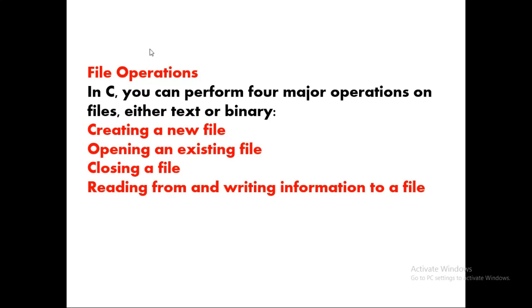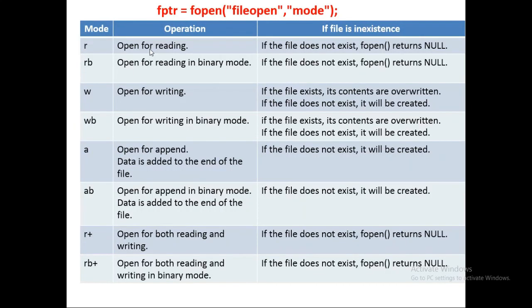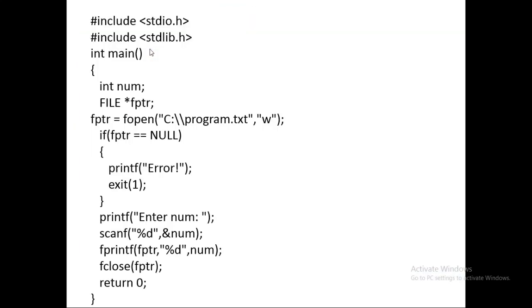Creating, opening, closing, these are the three basic operations we do on a file. Reading, writing and appending are the other operations. Okay, these are the main functions we are using. Declaration of the file pointer, and then fopen, that is how we open it, in what type of mode we are using, and closing the file pointer, fprintf and fscanf. These are the modes we are using, and there is an example here.